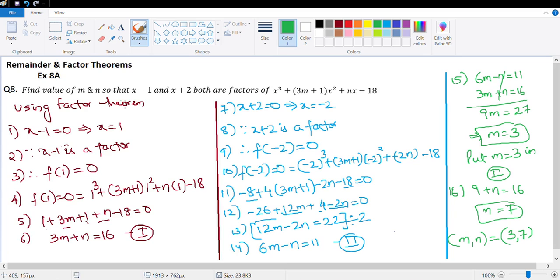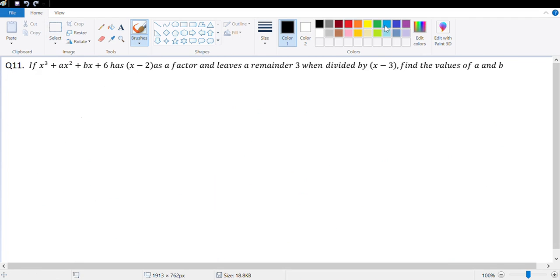So let's look at the next question. The next question that we do is question number 11. Question number 11 says, if x cubed plus ax squared plus bx plus 6 has x minus 2 as a factor, okay, so it has x minus 2 as a factor, which means the remainder will be 0, and leaves a remainder of 3 when divided by x minus 3, which means x minus 3 is not a factor, it leaves a remainder. We need to find the value of a and b.